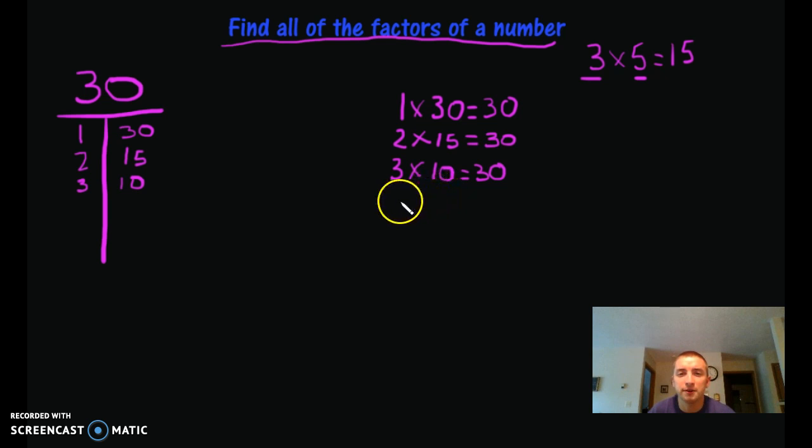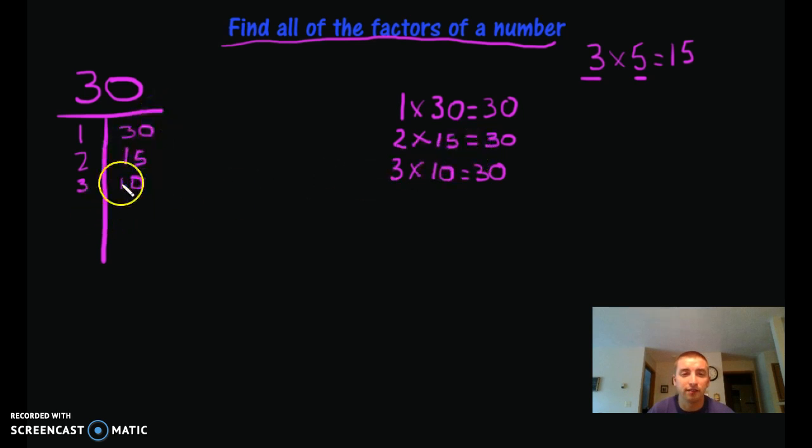Alright, well, what about 4? Can I divide 30 by 2 twice? So if I think of it, I'm just going to go backwards. 30 divided by 2 is 15. I can't divide 15 by 2 again, so 4 does not work.